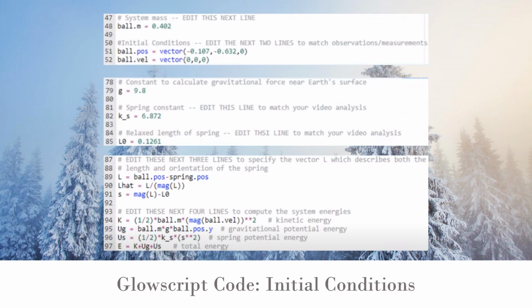Next, a model was generated using GlowScript code. First, the initial conditions were put in. The first image shows the mass, initial position, and initial velocity of the ball. The next image shows some constants we put in, like the gravitational constant, spring constant, and relaxed length of the spring. And then finally, the last image shows the spring force and the total energies.